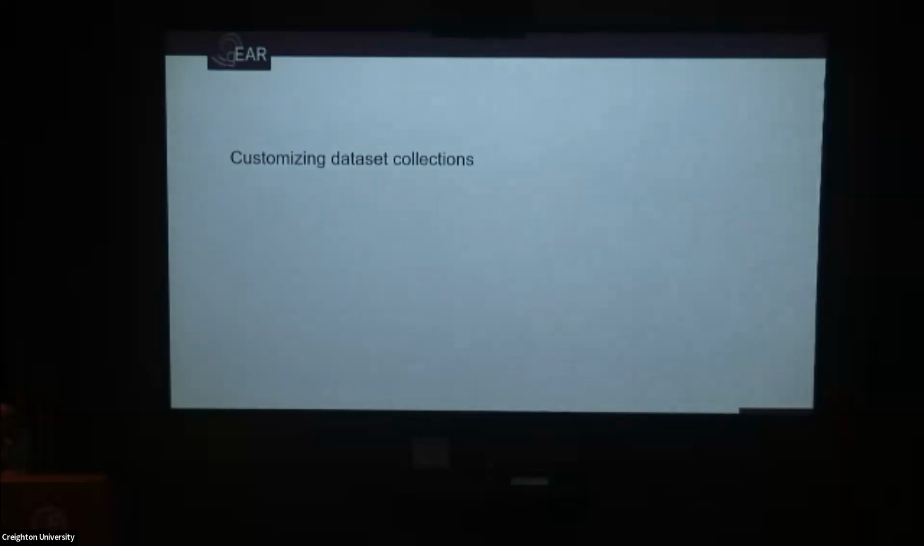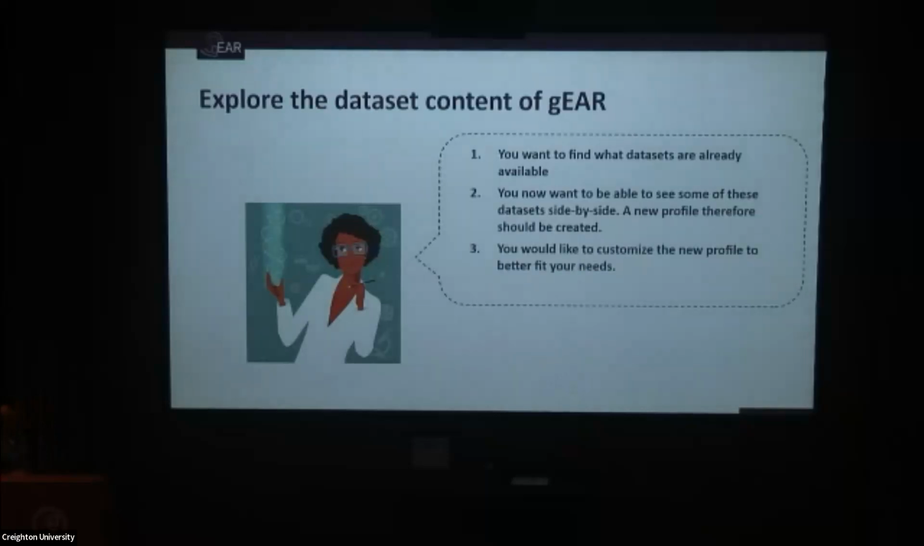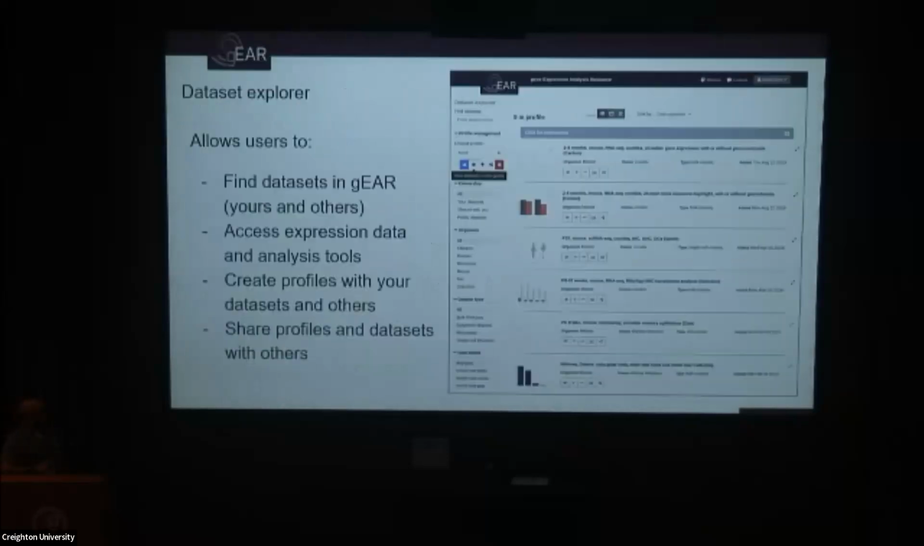Data set collections, just like we have gene carts, which are gene collections. To do data set collections, you want to find out what data sets are already there and be able to build them into a collection and organize them however you want so you can see them side by side. This thing called the Data Set Explorer allows you to do that. By default, it opens up and shows you most recent public data sets opened.